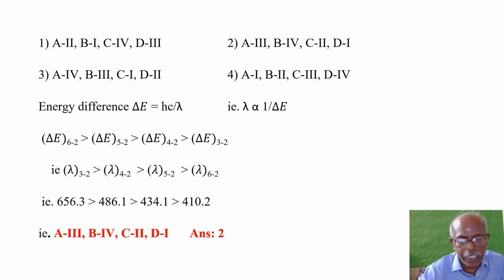I already told you that this transition energy will be very much greater where the transition takes place between the lowest state and the highest state. So from n equal to 6 to n equal to 2, you will get the maximum transition energy. For 5 to 2, it will be somewhat lesser energy. For 4 to 2, still lesser. And for 3 to 2, you will have the lowest transition energy.